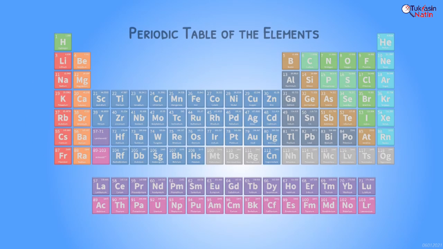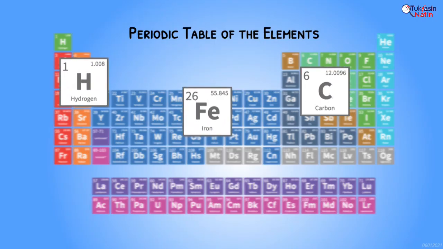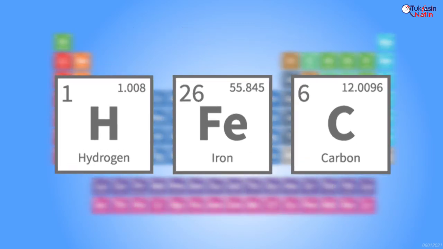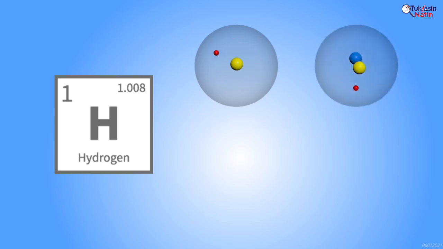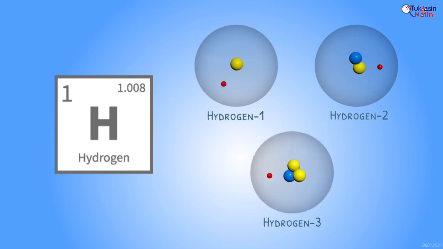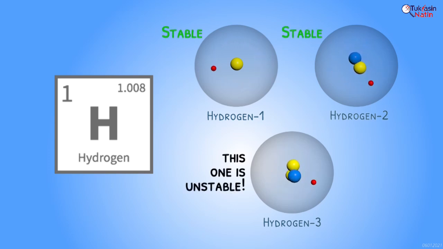Do you remember the periodic table? Yes, we studied it in our chemistry class. Every element listed in it has a specific number of protons and neutrons. Sometimes, an atom can have too many or too few protons or neutrons. Let's take a look at the isotopes of a hydrogen atom. Hydrogen 1 and 2 are stable, and hydrogen 3 is unstable.